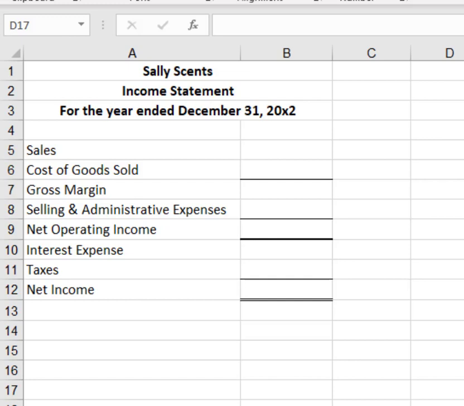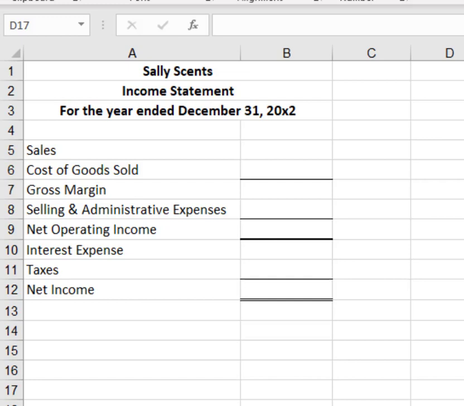Here is the classic income statement. Sales minus cost of goods sold equal gross margin. Sometimes it's called gross profit. Then we have operating expenses, also separated typically into selling and administrative expenses. Minus that, you get net operating income. After that, you have non-operating items, which are typically interest expense, could be interest income or gains and losses as well. And then income before taxes, and down to net income.